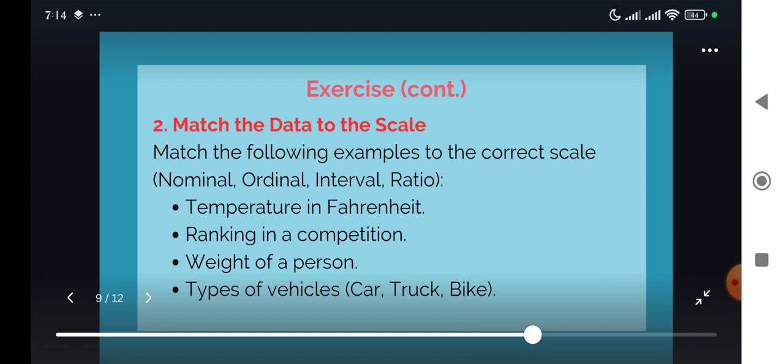So let's move on. Match the examples to the correct scale. Temperature in Fahrenheit, it will be interval scale. Ranking in a competition, it will be ordinal scale. Weight of a person, it will be ratio scale. Types of vehicles like car, truck, bike, it will be nominal scale.